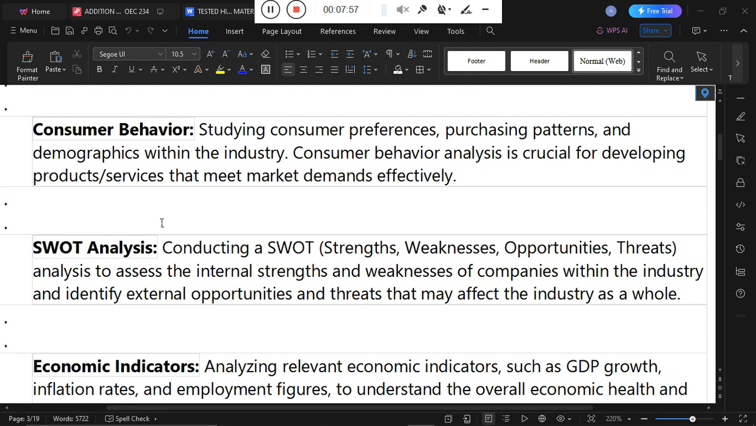Another key component is the SWOT analysis. Conducting a SWOT analysis, that is strengths, weaknesses, opportunities, and threats, assesses the internal strengths and weaknesses of the companies within the industries and identifies the external opportunities and threats that may affect the industry as a whole. So the SWOT analysis deals with strengths, that is S, weaknesses, that is W, opportunities, that is O, and threats, that is T.